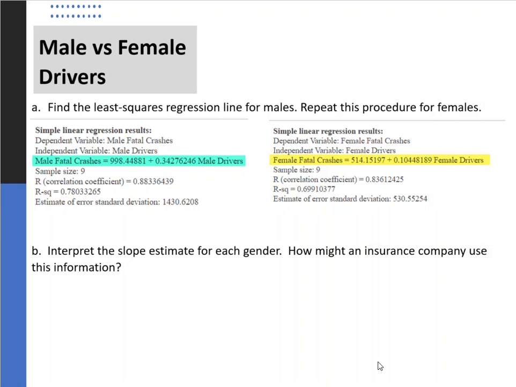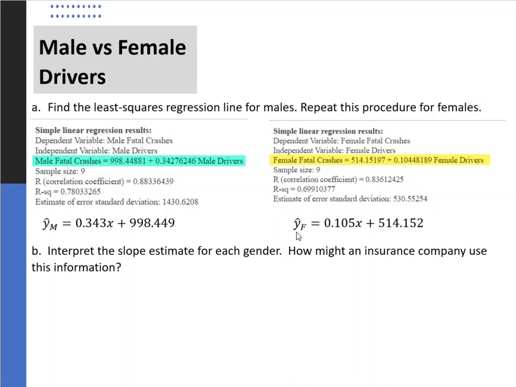Now we want to be able to interpret the slope. So we want to make sure, first of all, that we have the equation written down. So I have put the equations up here on the screen for us. Remember that this equation on the left, this y hat sub m, is the prediction equation representing what we think is going to happen for the male drivers. We are predicting male fatal crashes here with this equation, and we are predicting female fatal crashes here on the right. So we want to interpret the slope.